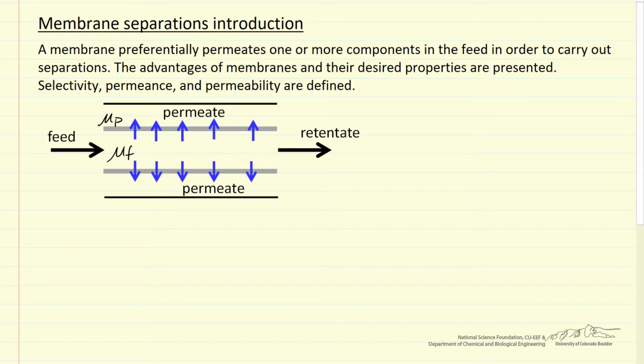Now, there are lots of reasons why we might want to use a membrane. One of the big ones is energy savings. This is because in most membrane separations we don't have a phase change, so we don't have to put in the heat of vaporization and then condense the phase back. We also can run this continuously. An additional advantage is that we can run at low temperature.